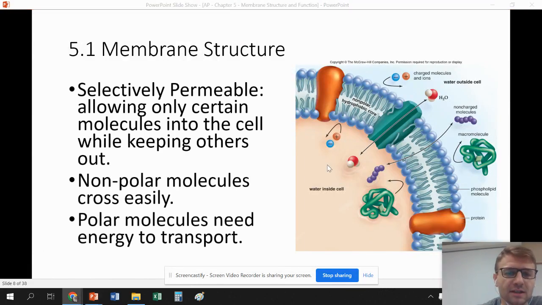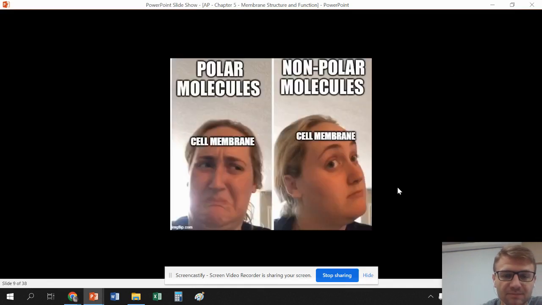Now, these membranes are something called selectively permeable, which means they only allow certain things through. You can see charged ions don't make their way through. These water molecules have to go through those aquaporins. Uncharged molecules can easily make their way through, or somewhat easily. Larger macromolecules can't, so they need a different way to get in. And we're going to talk about these different ways that the cell is going to allow things in and push things out in this chapter. But understand that nonpolar molecules cross the membrane easily. Polar molecules need the help of a transport protein, which we're going to get to next.